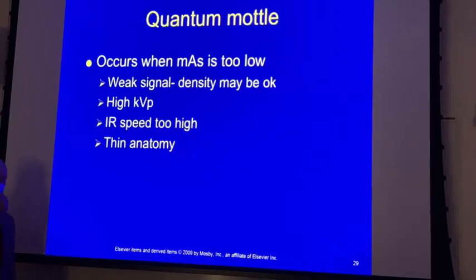Even in a lower speed system, if you increase kVp to a point where you've reduced mAs to a point where you don't have enough mAs, you can introduce quantum mottle, even on a lower speed system. But it occurs worse, or more often, on high image receptor speeds, and especially thin anatomy. You shoot hands on a high speed image receptor at 90 kVp, you're gonna have a lot of quantum mottle.